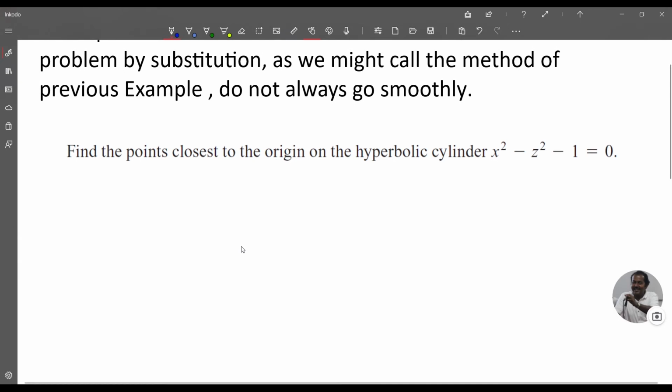So consider this example. Here again we have to find the closest point to the origin on the hyperbolic cylinder x square minus z square minus 1 equal to 0.